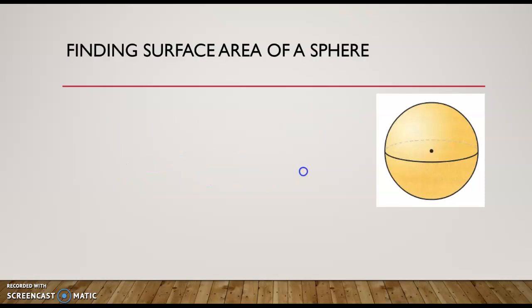All right. How do we find the surface area of a sphere? It is straight up. Surface area equals 4 pi r squared. That is it. Surface area equals 4 pi r squared. You know the radius? Plug it in. Multiply. Done. Well, exponent, multiply, done.